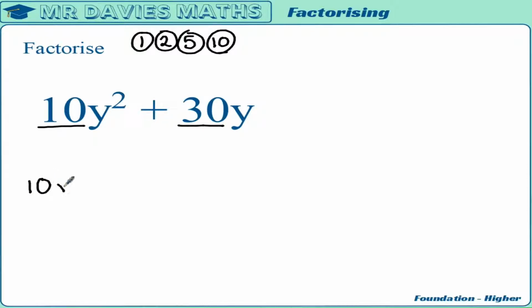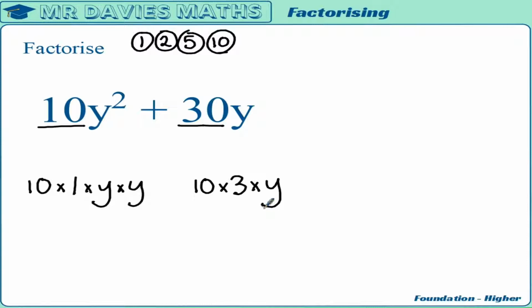Well, that's easy. I'd do 10 times by 1 times by y times by y, because that would give me the y squared. If it was just a single y, it would have been a single y down here. Y squared means y and a y. How do you make 30y? Well, I would have done 10 times by 3 times by a single y.